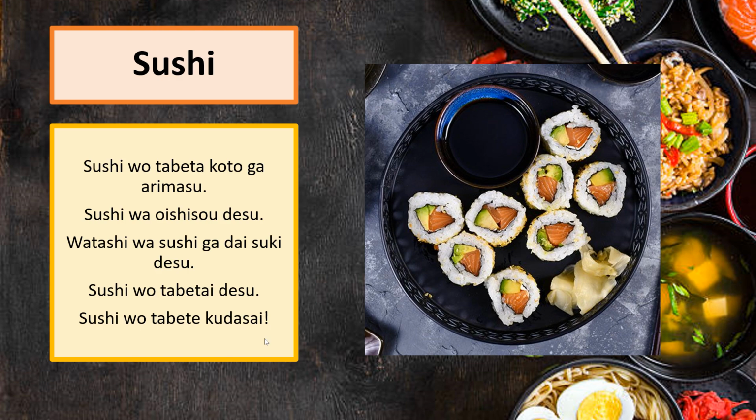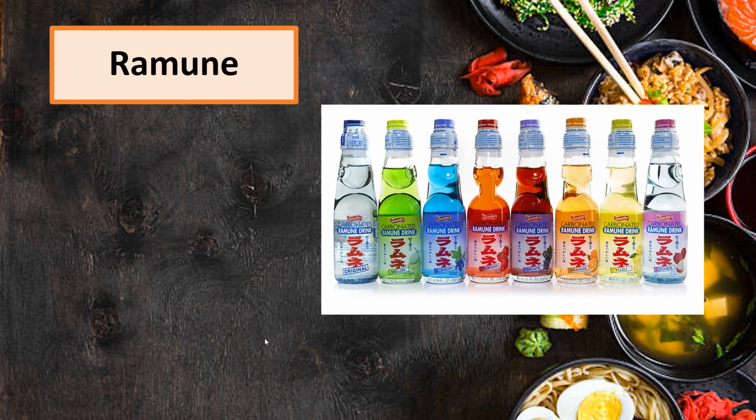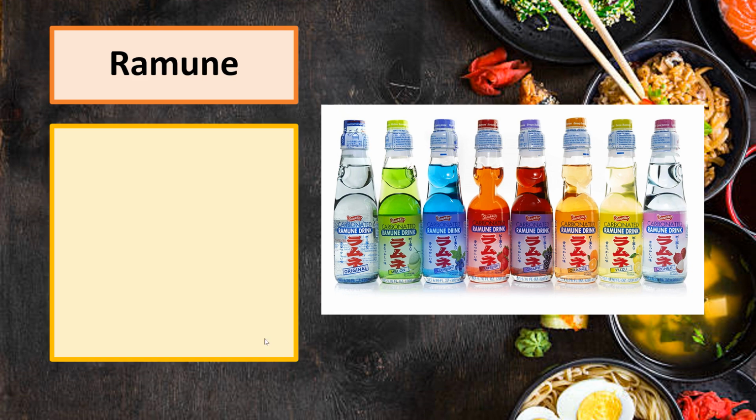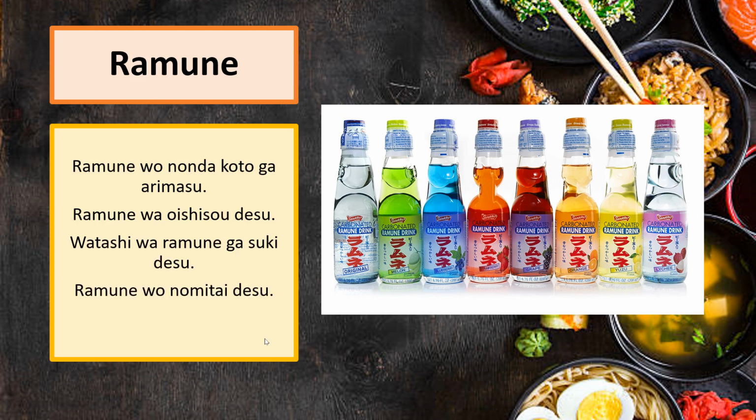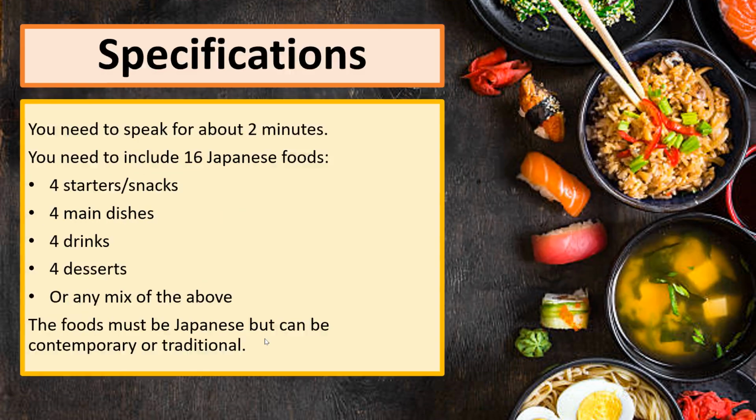Okay, next, ramune is a type of Japanese drink. It's kind of like a lemonade, but it does come in different flavors, as you can see. So you can say for the drinks, ラムネを飲んだことがあります。ラムネは美味しそうです。私はラムネが好きです。ラムネを飲みたいです。ラムネを飲んでください。Please drink ramune.